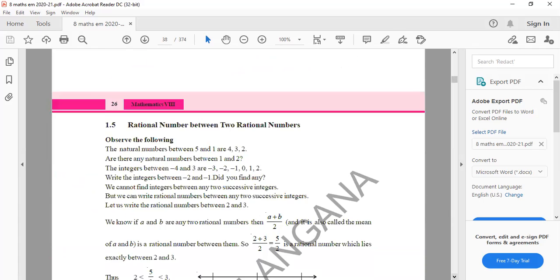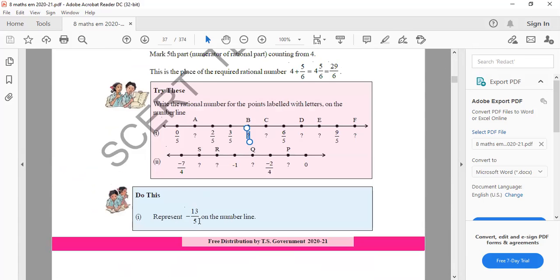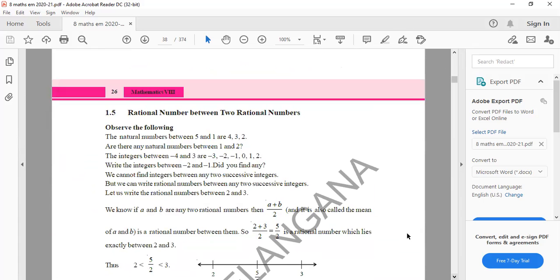Please, you have to take a homework. This question you do and tomorrow come to me. 13 by 5, you can take it. Don't take minus 13 by 5, just take 13 by 5. If comfortable, you'll take minus 13 by 5. Nothing will be on the negative side. It will come, nothing more than that. 13 by 5, do it as homework.